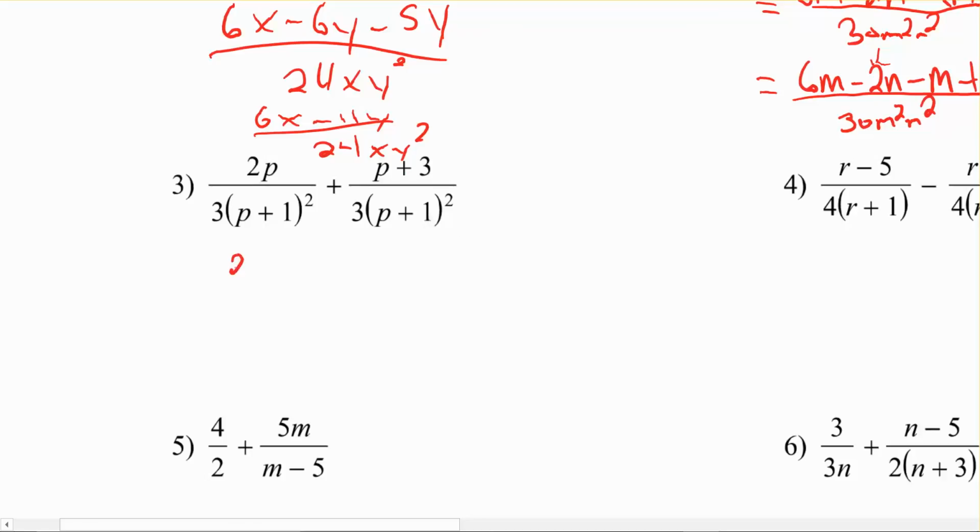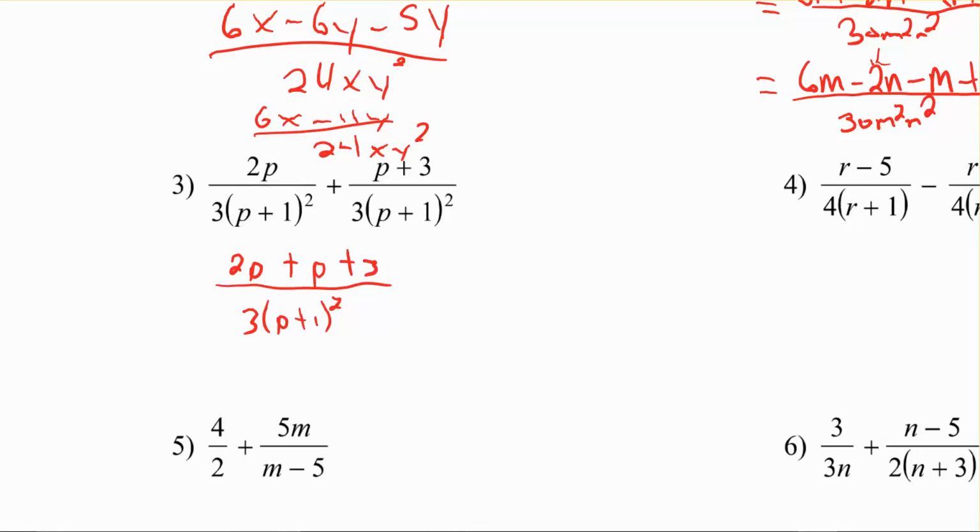So we've got 2p plus p plus 3. Now I could put that in brackets, just like I was saying before, but since this is a positive, it's really not going to make any difference, right? If you take the brackets out there, it doesn't really matter, right? So we've got that over 3p plus 1 squared.